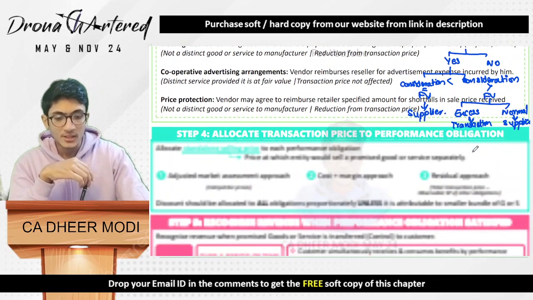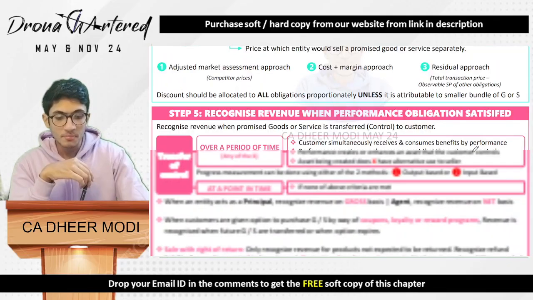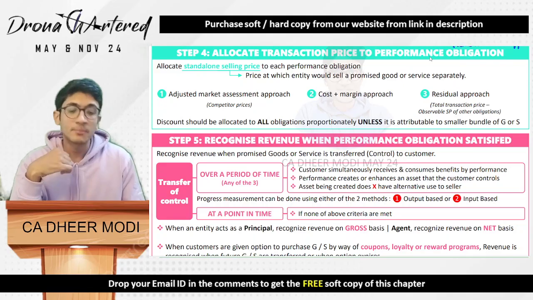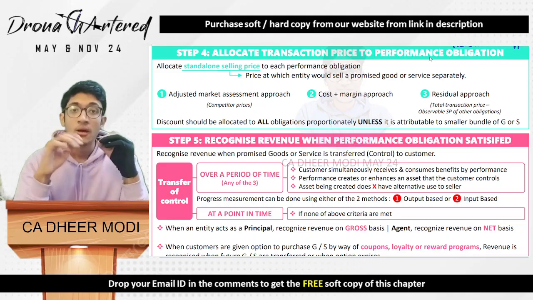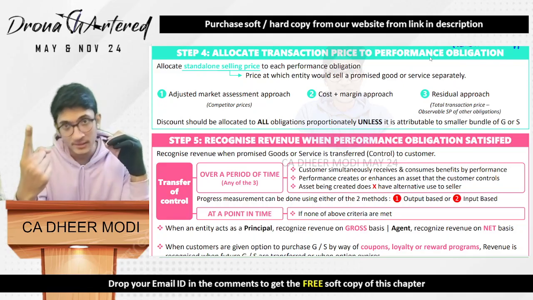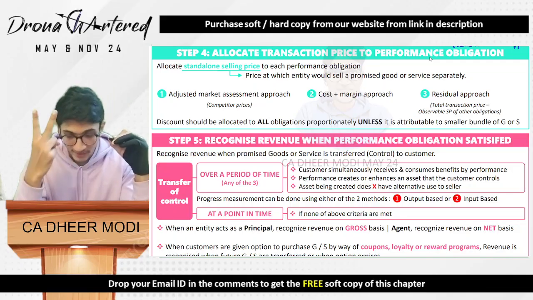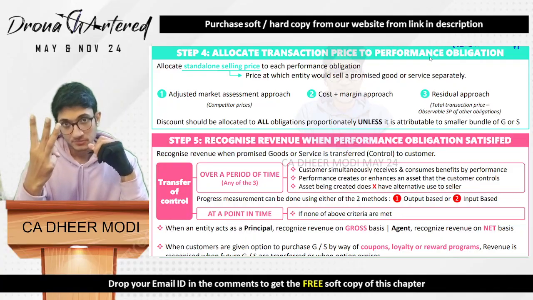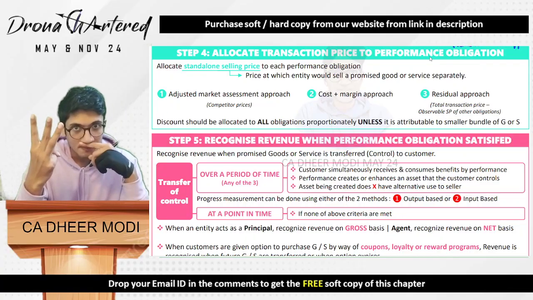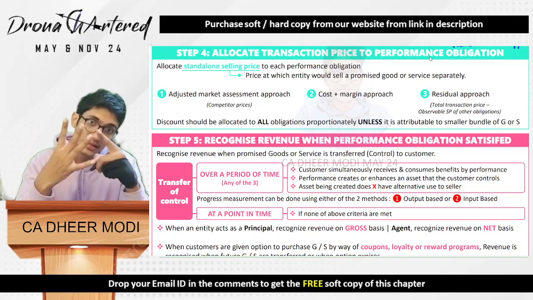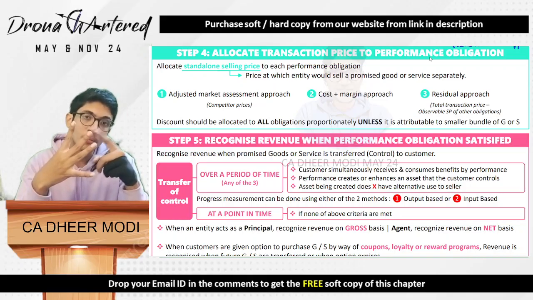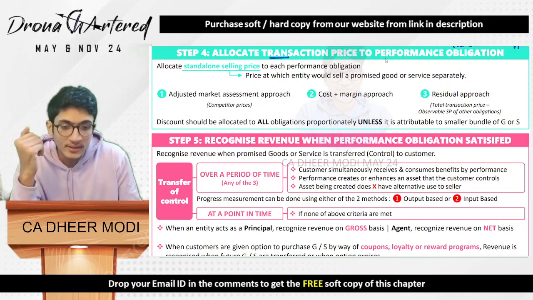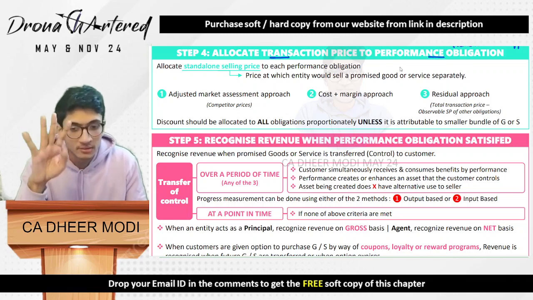Okay. Now coming to your step 4. Your step 4 is to allocate the transaction price to the performance obligation. First step, you identified whether there is a contract. Second step, you identified the performance obligation. Third step, you identified what will be the transaction price. Now, the fourth step is basically the relation of the third and second. That means what performance obligation has what transaction price. That is, allocate the transaction price to the performance obligation. This is your fourth step.